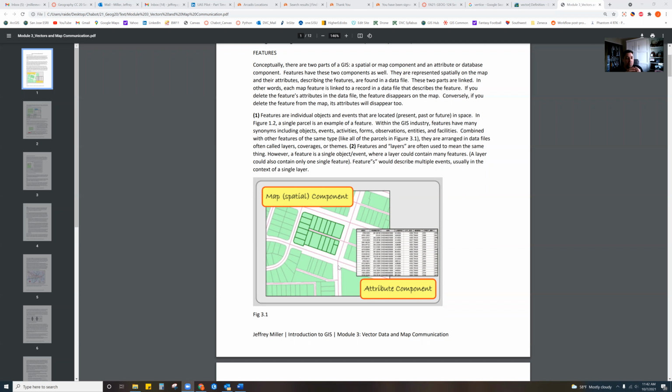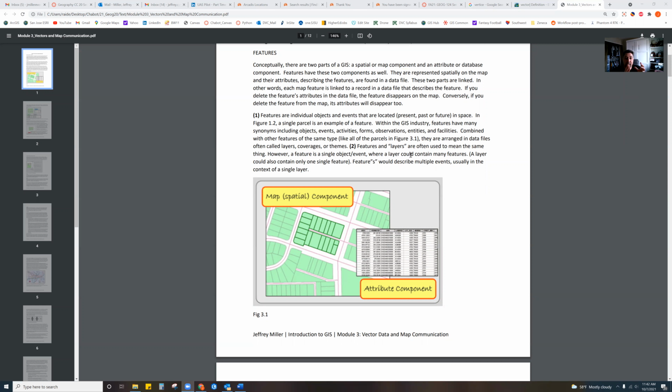So I want to make one distinction clear here, and that is the fact that features and layers can often be intermixed in the terminology we use. I'm probably guilty of it myself. Now, the thing about that is layers and features are technically something different.